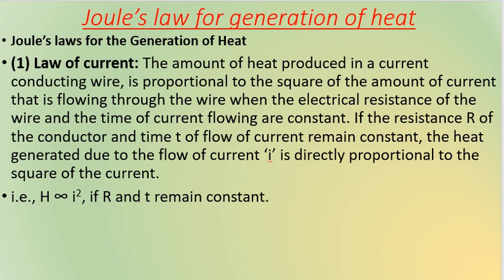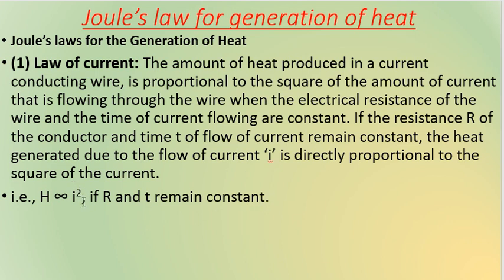First law. The first law is the law of current. The amount of heat produced in a current conducting wire is proportional to the square of the amount of current flowing through the wire when the electrical resistance of the wire and the time of current flowing are constant. If the resistance R of the conductor and the time T of flow of current remain constant, the heat generated due to the flow of current I is directly proportional to the square of the current, such that H is proportional to I square if R and T remain constant.